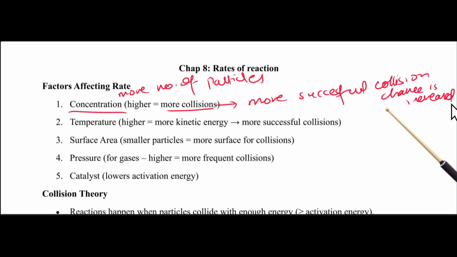Let's see about temperature. The higher the temperature, the higher the rate of reaction. Why? Because once the temperature is higher, there will be more kinetic energy to the particles. So the particles will move faster, because kinetic energy is related to movement. More kinetic energy means the particles will move faster, so they will collide more often.